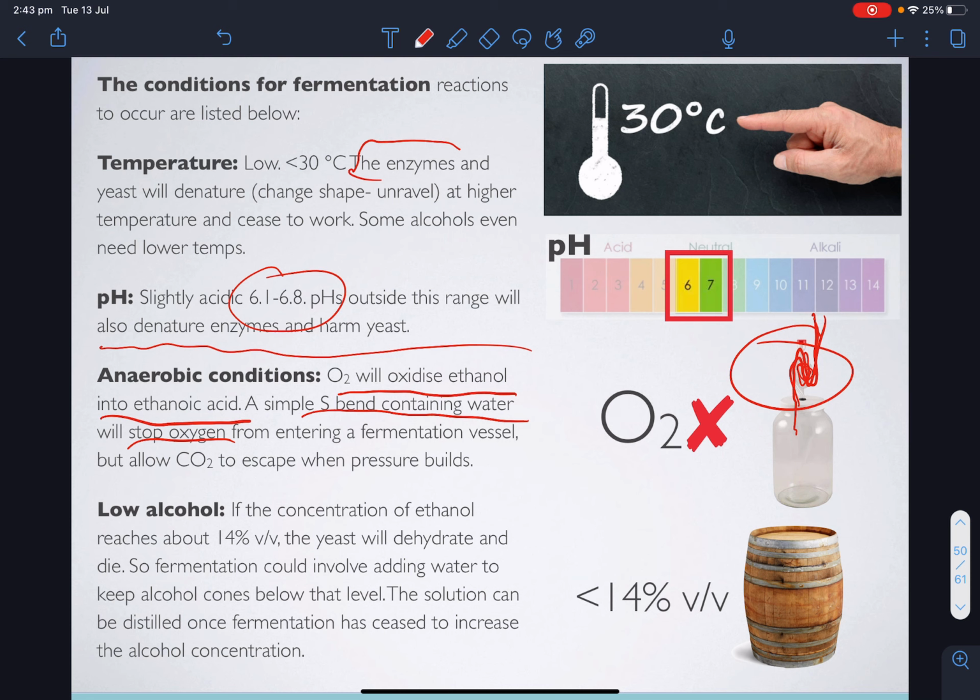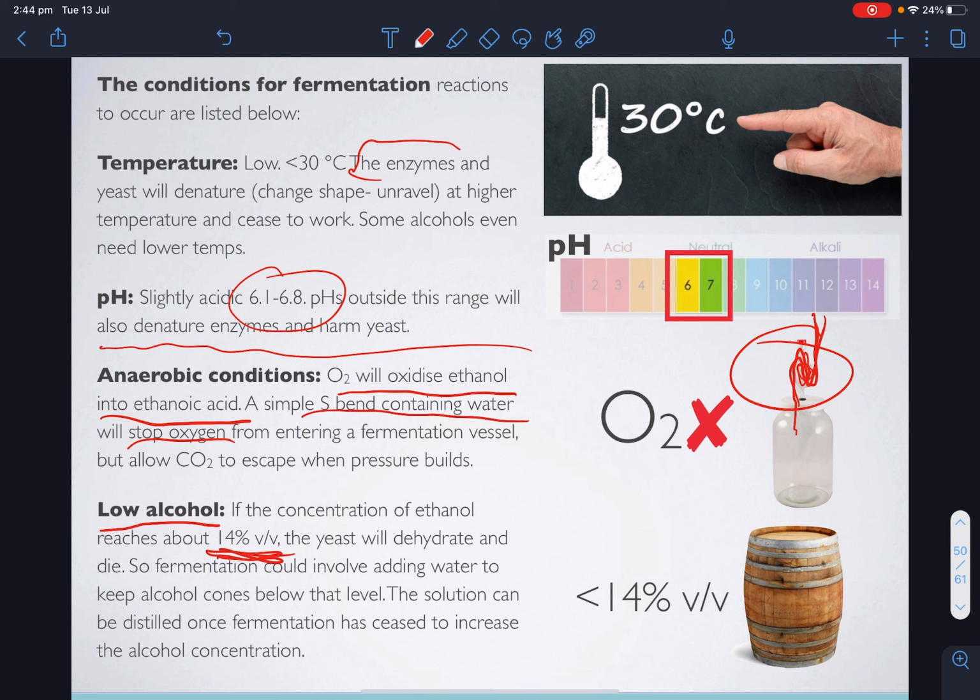The last condition that you need is a low alcohol content. Think about what alcohol does to living things. We use large concentrations to preserve it and kill it and stop it from doing stuff. So as soon as the alcohol content through fermentation gets to a certain level, it's going to prevent the yeast from growing and living, and it's going to kill them off.